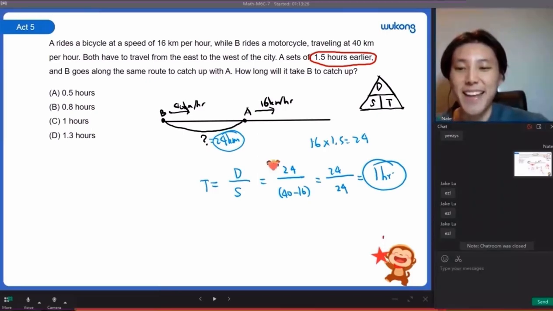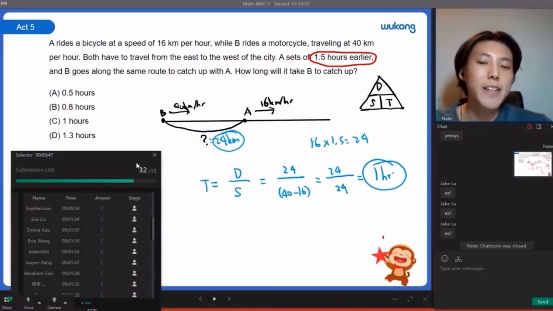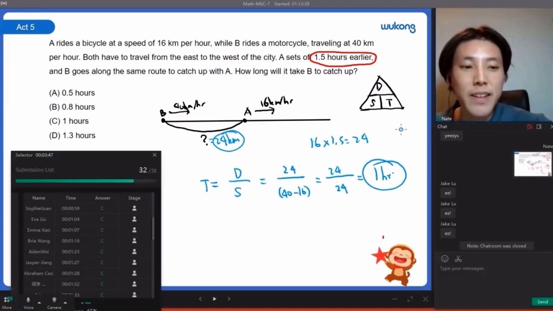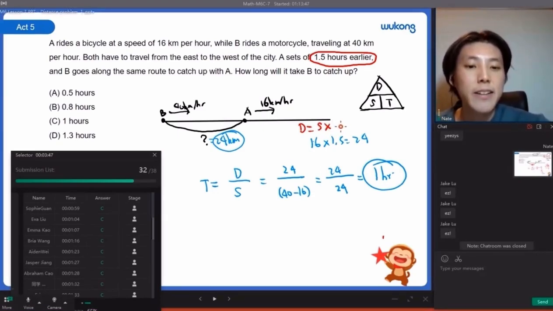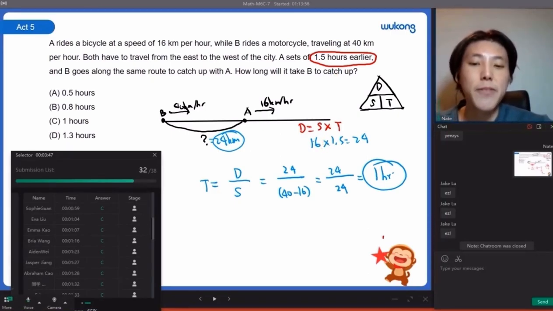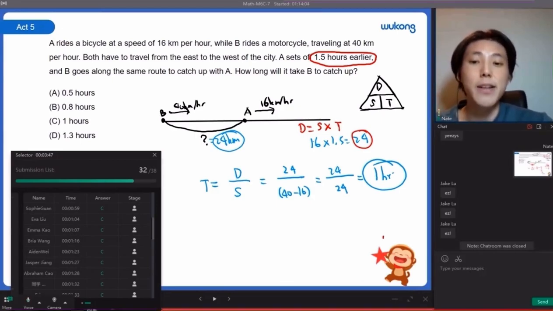Excellent. Very good, guys. So that's how you do this question. It's the same thing. All you have to do is first find the distance traveled by A. Distance traveled by A equals the speed of A, which is 16, times the time he traveled before B. He's been traveling 1.5 hours earlier, and the speed of A is 16 kilometers per hour. So the distance will be 24 kilometers. And that's the gap, the distance apart from each other, and that's the distance that B has to travel at least to catch up with A.